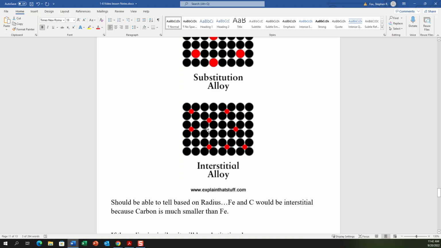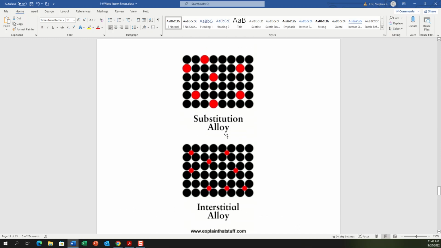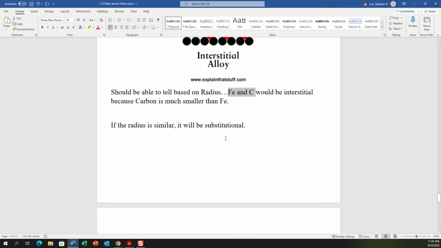That's the real difference. But the main thing is to understand, well, I know that iron is much bigger than carbon. So if iron and carbon make an alloy, it's going to look something like this. It's going to be interstitial. But I know that copper and zinc are similar sized. So when they make an alloy, it's going to look like this. It's going to be substitutional. And it just depends on how much of each thing you use to mix. Like, do you have more zinc or less zinc? Do you have more carbon or less carbon? That kind of thing. All right.